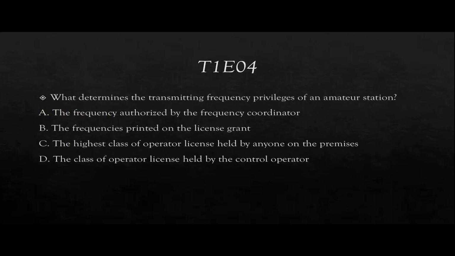Question 4. What determines the transmitting frequency privileges of an amateur station? A. The frequency authorized by the frequency coordinator. B. The frequencies printed on the license grant. C. The highest class operator license held by anyone on the premises. Or D. The class of operator license held by the control operator. And your correct answer is D. The class of operator license held by the control operator.